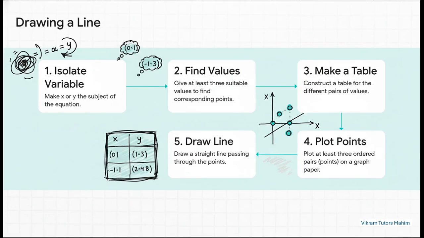Okay, so how do you actually get that line on paper? Well, it's actually a pretty simple recipe. First, you just shuffle the equation around to get x or y by itself. Then, you plug in a few numbers to find some points that work. We say at least 3 just to be safe. You pop those pairs of values into a neat little table. Then, you plot those points on your graph. And for the final step, you just connect the dots. That's it. You've officially turned an equation into a line.